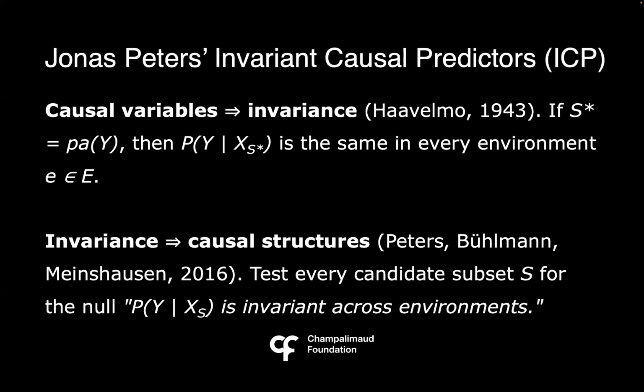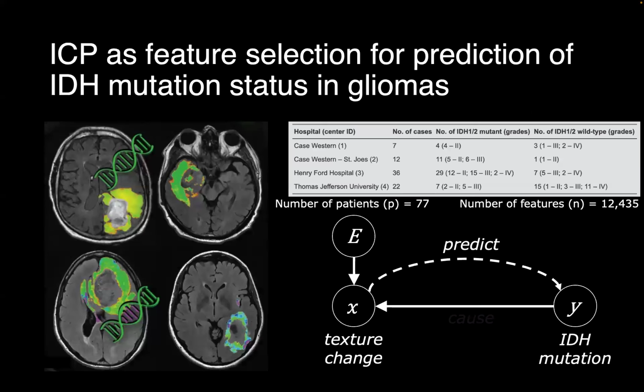So we did that for brain MRIs. We had the public data set comprising 4 different hospitals, and our causal graph was like this. We would assume that the IDH mutation of the patient would change a texture in the image, and we would try to use this method as a feature selection, assuming that we would have an environment also affecting the texture change, so the image. But we would try to predict in the anti-causal direction.